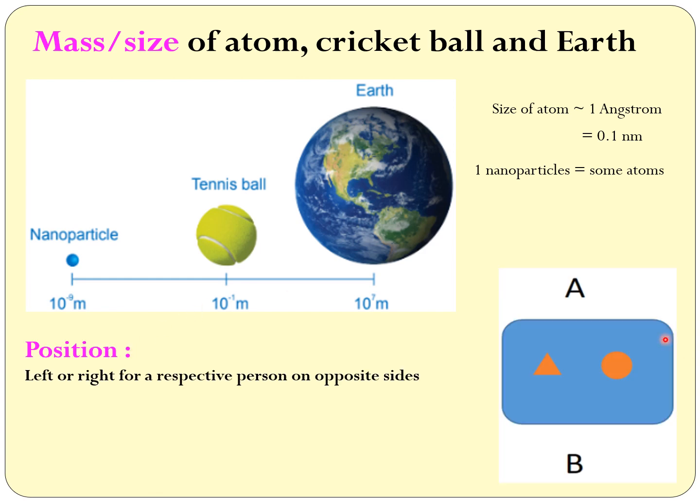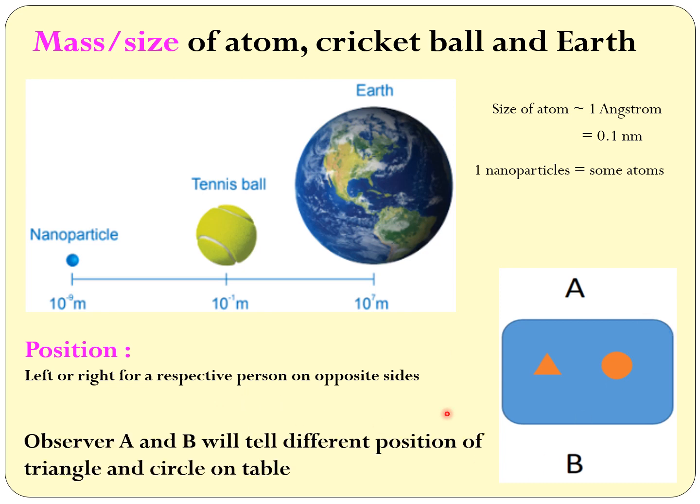Also the position is relative, because if we have on a table one triangle and one circle, then observer A will tell that the triangle is on the right side, but observer B will tell that the triangle is on his left side. So observers A and B will tell different positions, so position is also relative.